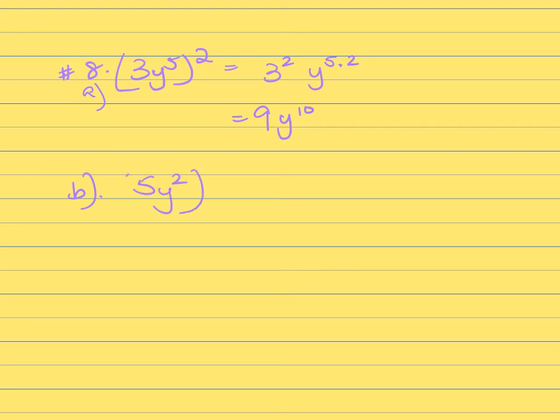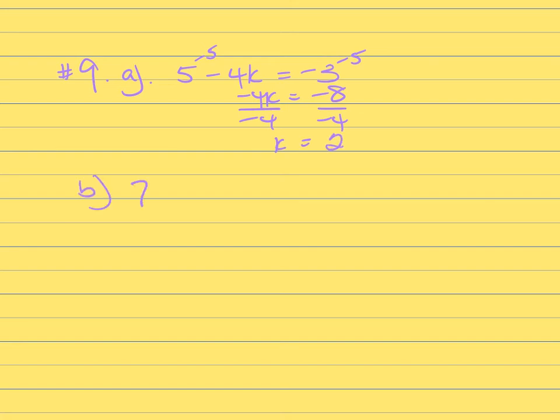Number 8. 3y to the power of 5 all squared. We square the number, we square the variable. So 3 squared by y to the power of 5 squared, which gives us 9y to the power of 10. That's A. And B, 5y squared all cubed will give us 5 cubed by y squared cubed, which gives us 125y to the power of 6.